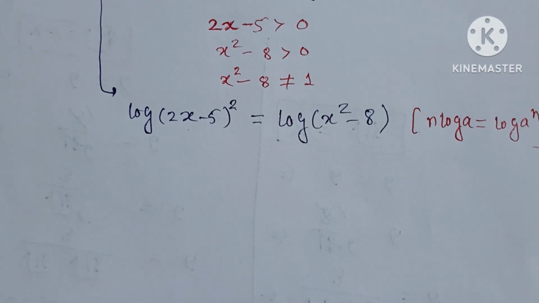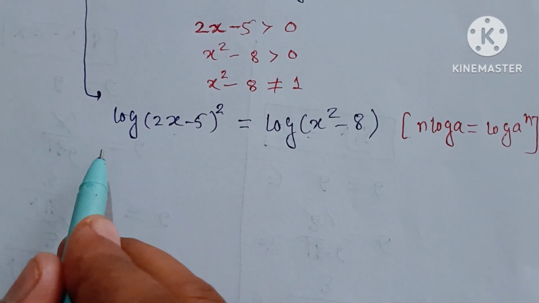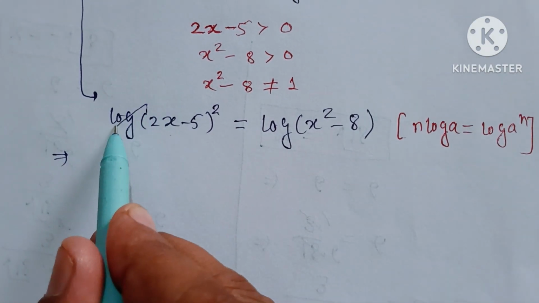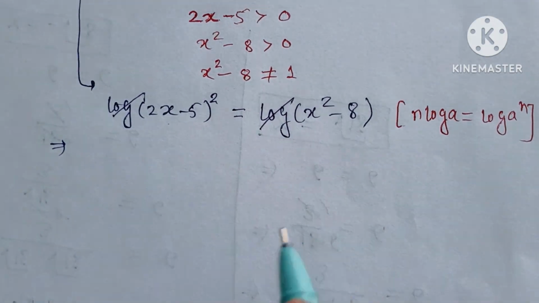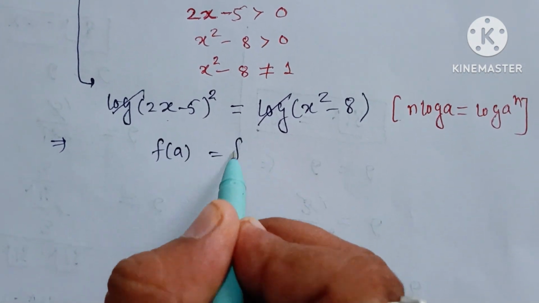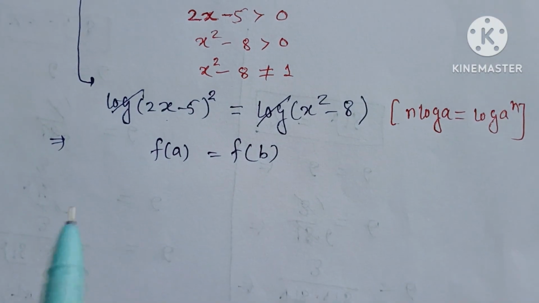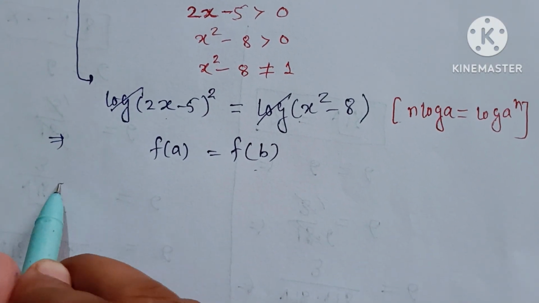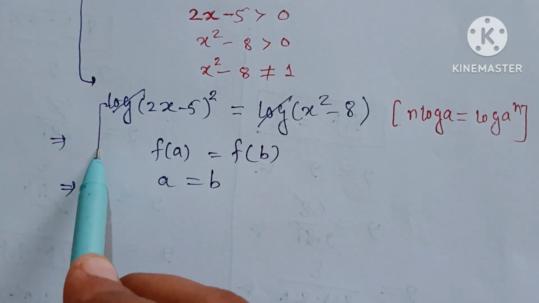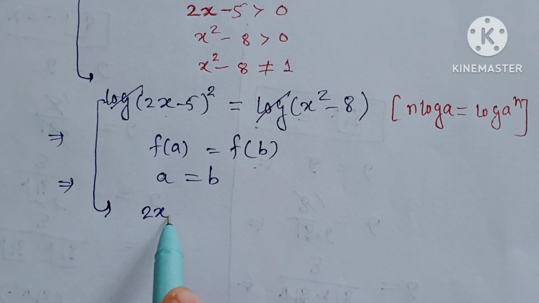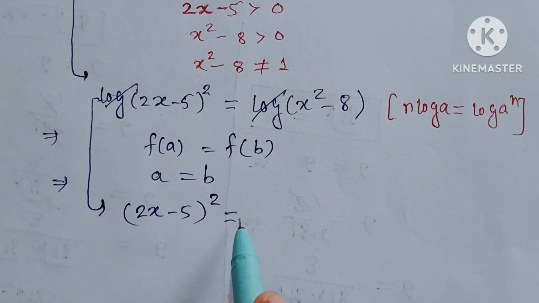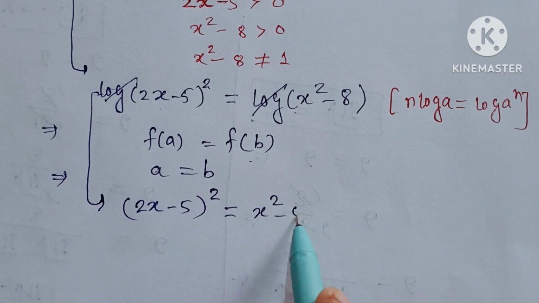Okay, so we have to see here, log we can cancel both sides. How can we cancel this? If f of a is equal to f of b, then it implies that a is equal to b. So we can write 2x minus 5 whole square equal to x square minus 8.